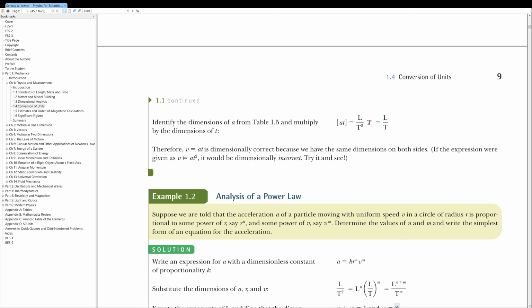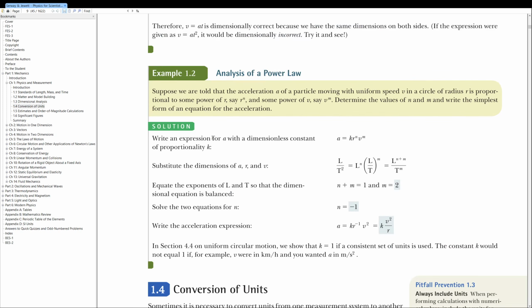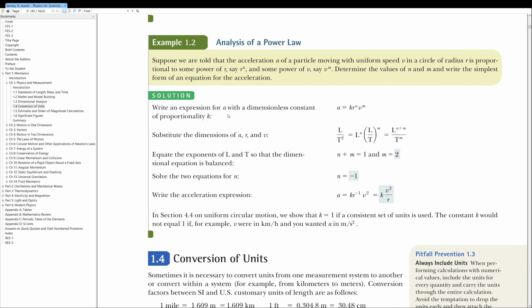Now, if we did v equals at squared, is that dimensionally correct? Would that work? If we're multiplying L over T squared times T squared, would that give us L over T? And let's do one more here, just for the road. Analysis of a power law, example 1.2.